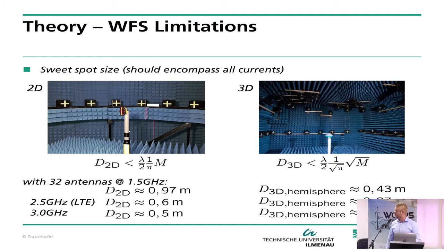And for 32 antennas at 1.5 gigahertz, you would have 97 centimeters, but in 3D, on a hemispheric arrangement, there is only 40 centimeters where you can place your device under test. And if you raise the frequency, the whole situation gets worse. And if you go to millimeter waves, then you need a completely different approach. But for GNSS and 4G, it's a very good approach for testing.